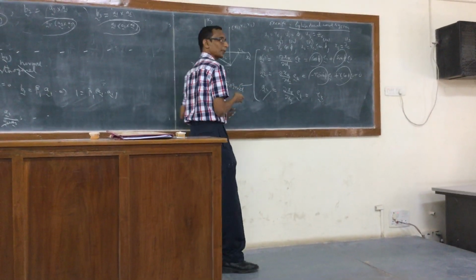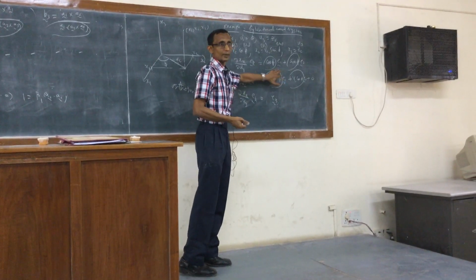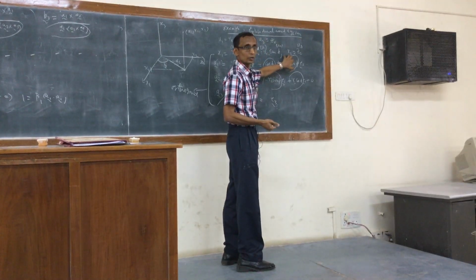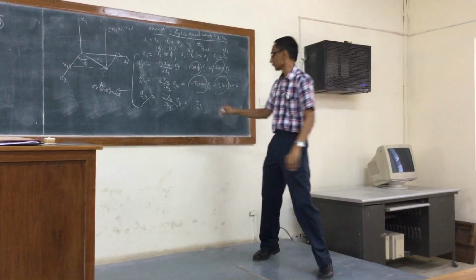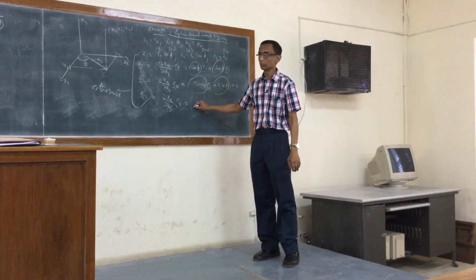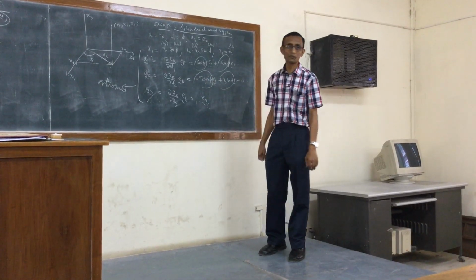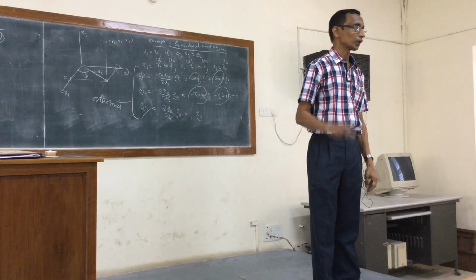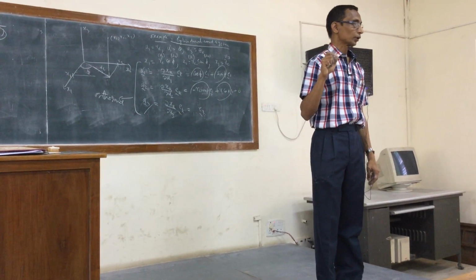So for all practical purposes, it's an orthonormal set except for this one. This is unit norm, because cos squared phi plus sin squared phi is 1. This is also unit norm. This is not, because the norm of this is RC, which may not be equal to 1, right? So only one of the vectors is not unit norm.